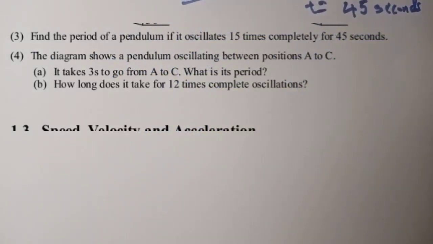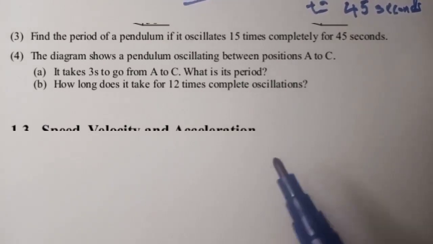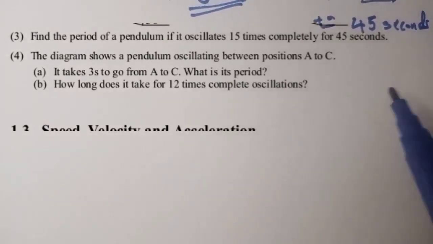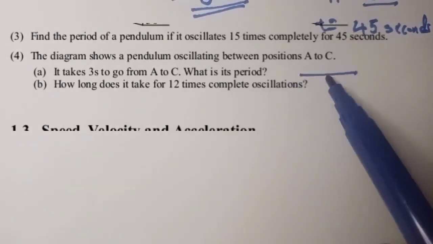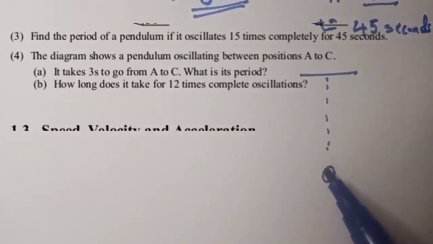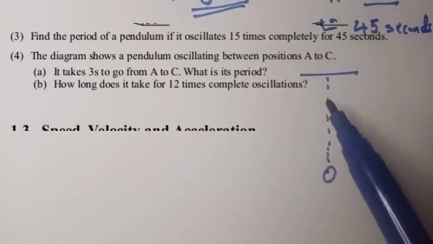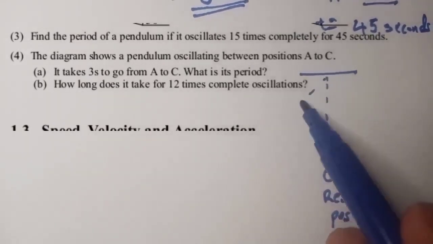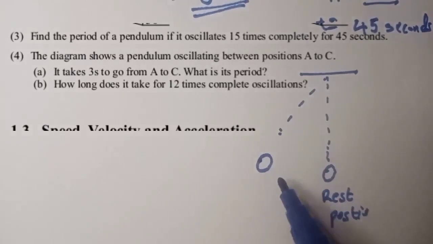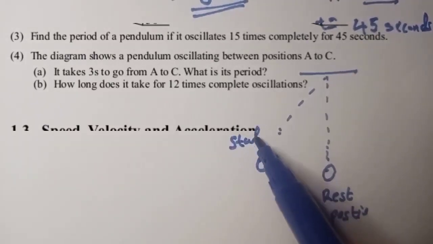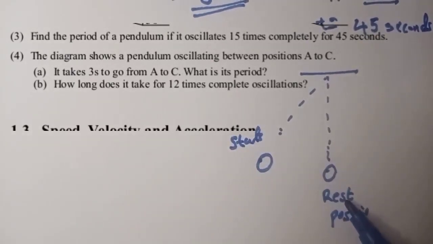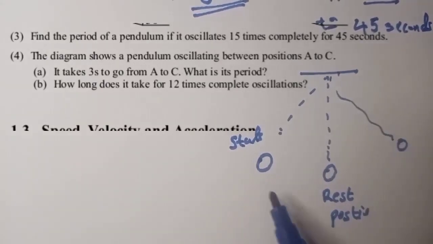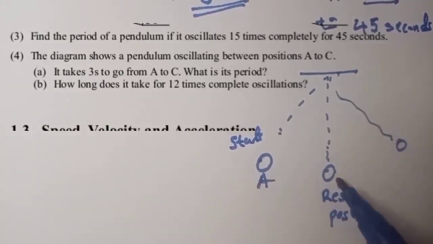This question says the diagram shows a pendulum oscillating between positions A to C. In the diagram, the midpoint where the bulb is hanging is called the rest position. It starts swinging from here, point A, which is the starting point. This is the rest position before it swings, and then it swings around like this, from A to B and to C.